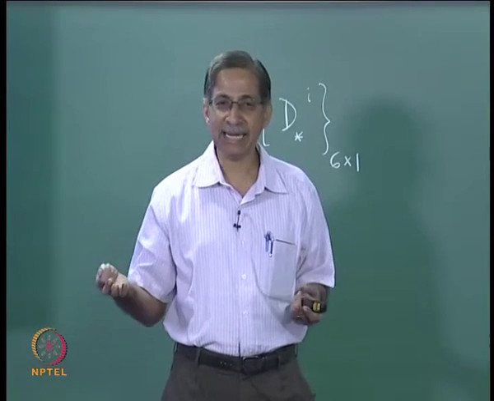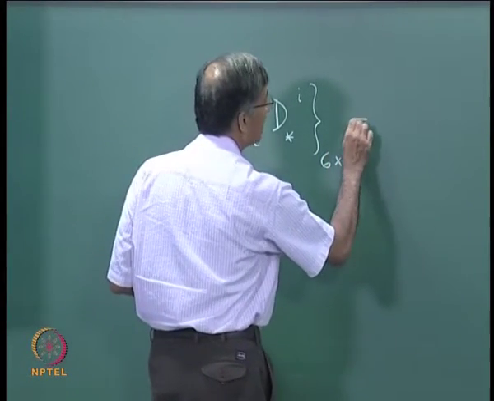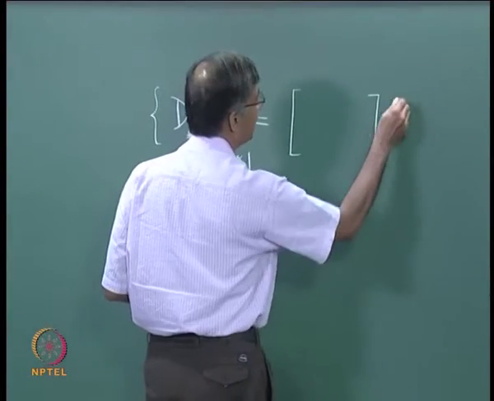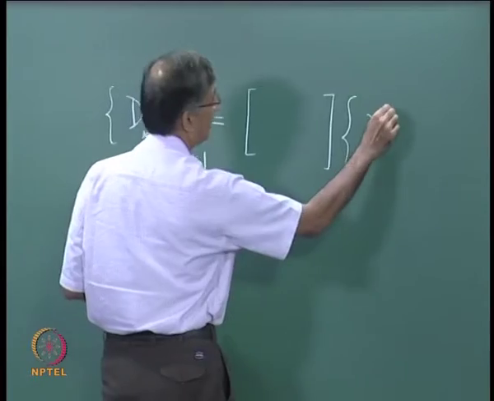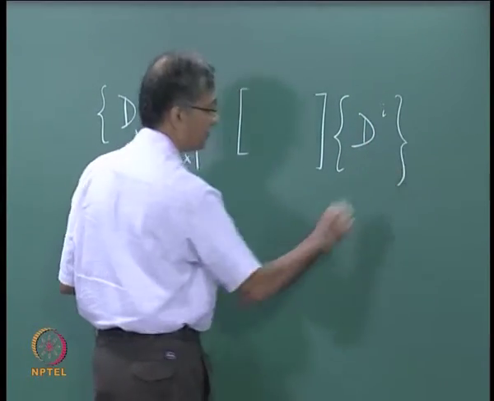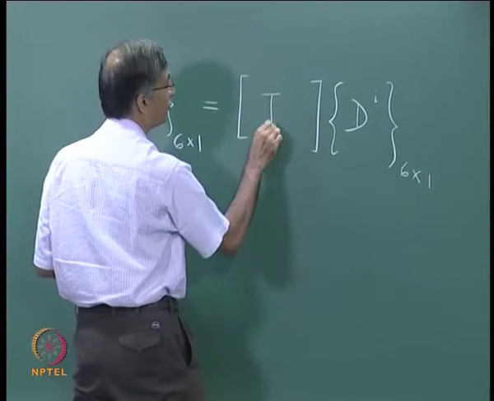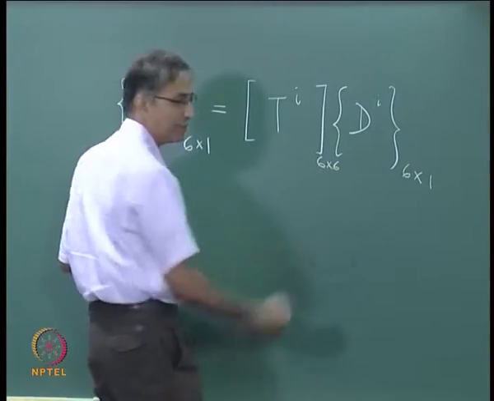You have a head and a tail. And what we are saying is this you get by transforming, and this is a transformation matrix. You are transforming something else. What are you transforming? Ti. This is also 6 by 6. This matrix is a transformation matrix which I call Ti. Obviously this has to be 6 by 6.